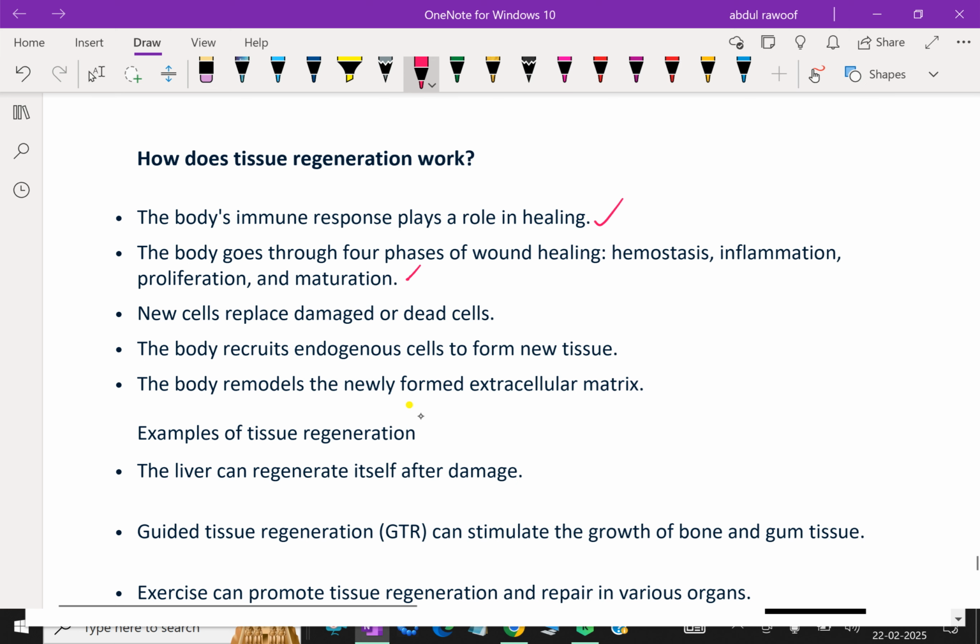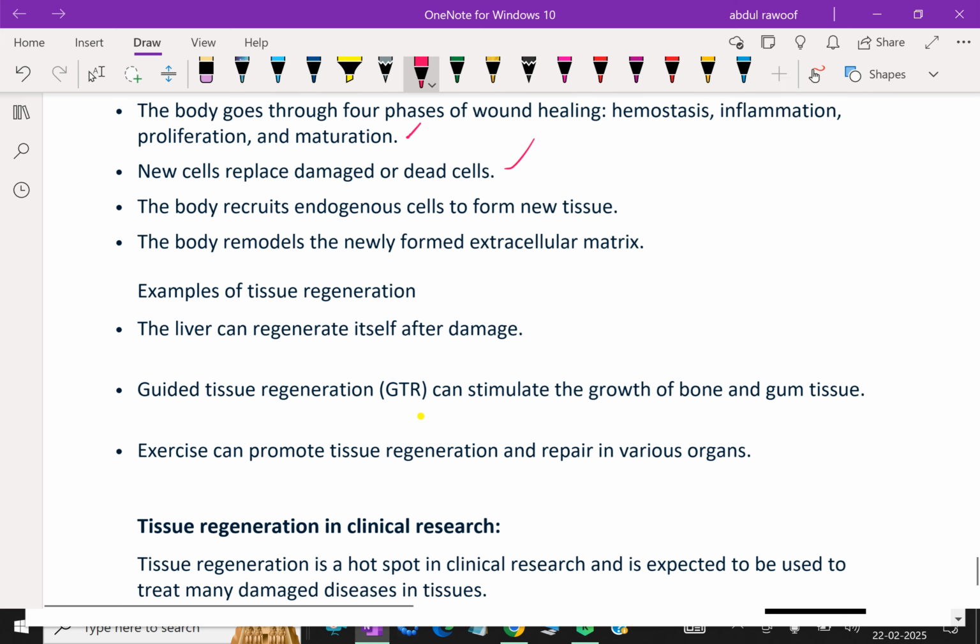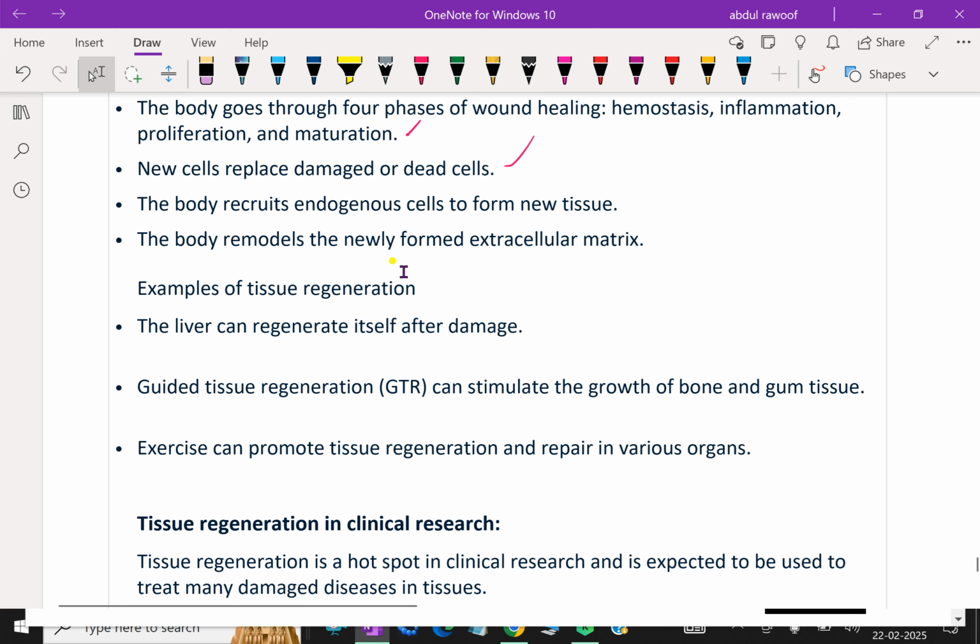New cells replace the damaged or dead cells. The body recruits indigenous cells to form new tissue. The body remodels the newly formed extracellular matrix.